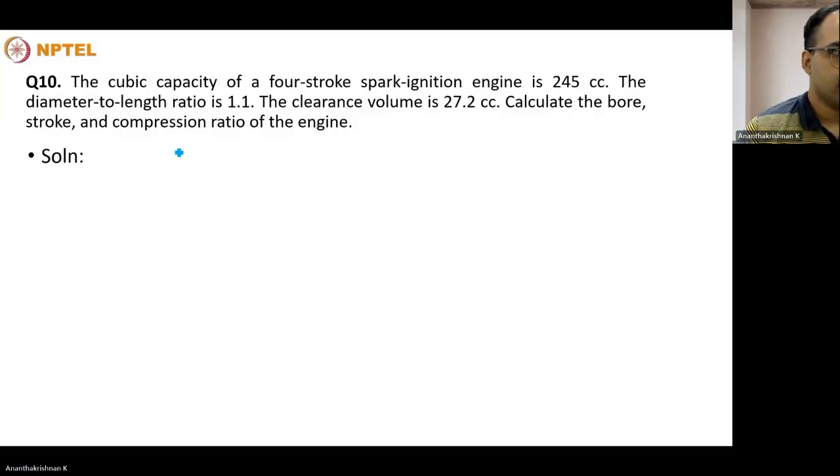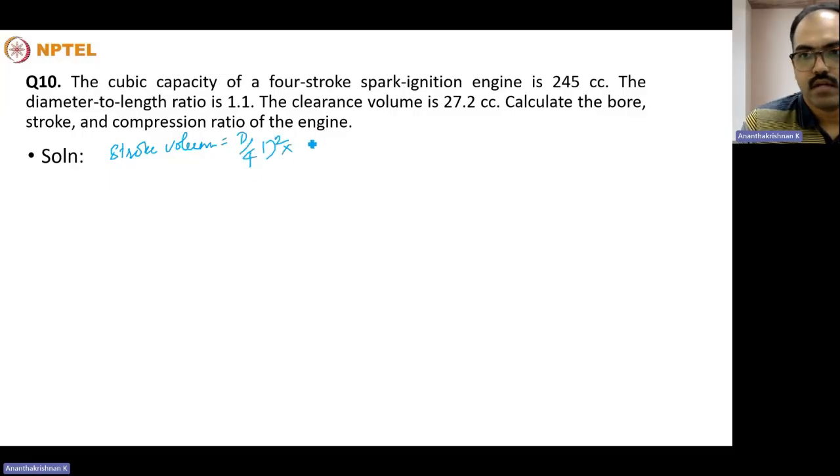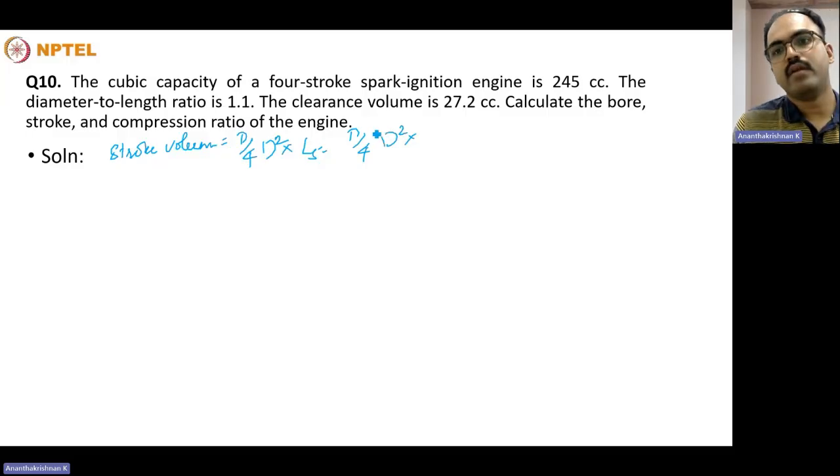So what does this problem tell? We know the stroke volume. What is the formula of stroke volume? It is equal to pi by 4 into the diameter squared, that is cross-sectional area, multiplied by the length or the stroke length. The diameter to stroke length ratio is given as 1.1, so the stroke length will be equal to diameter divided by 1.1. So we can denote everything in terms of the diameter and calculate. And this value is given as 245 cc.